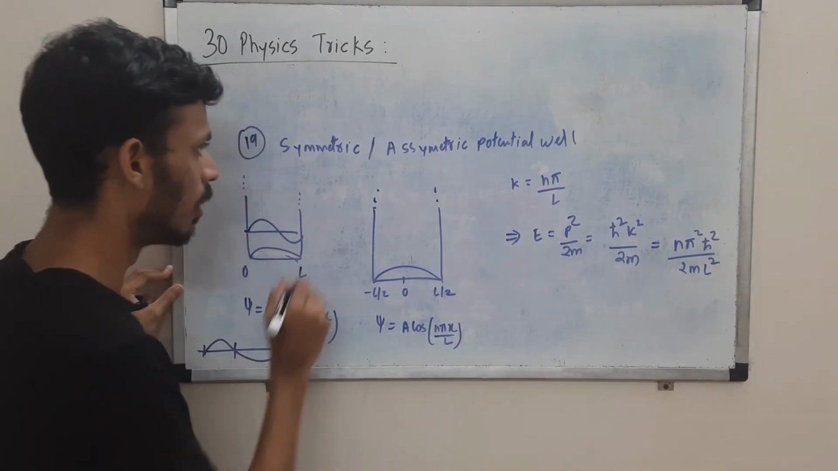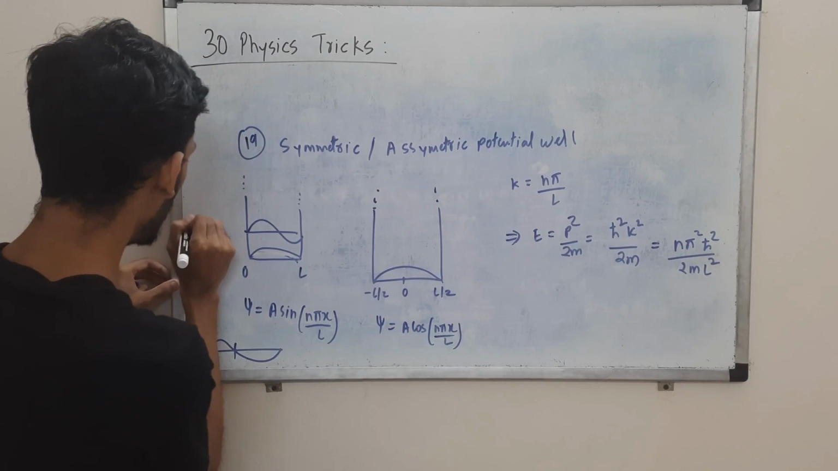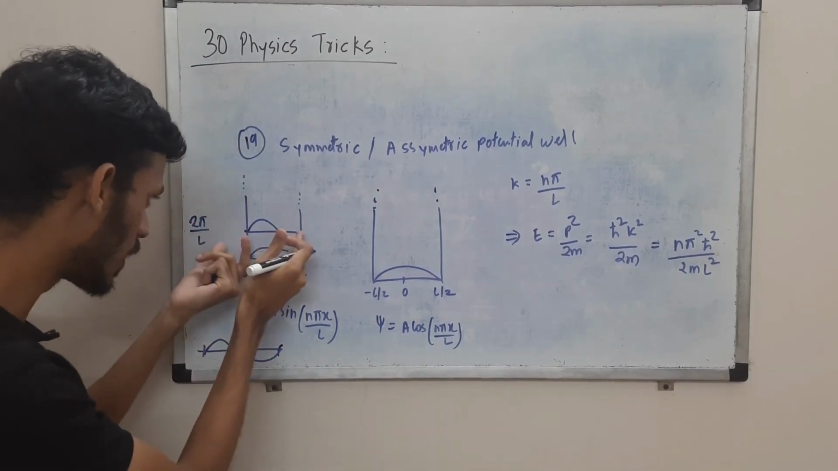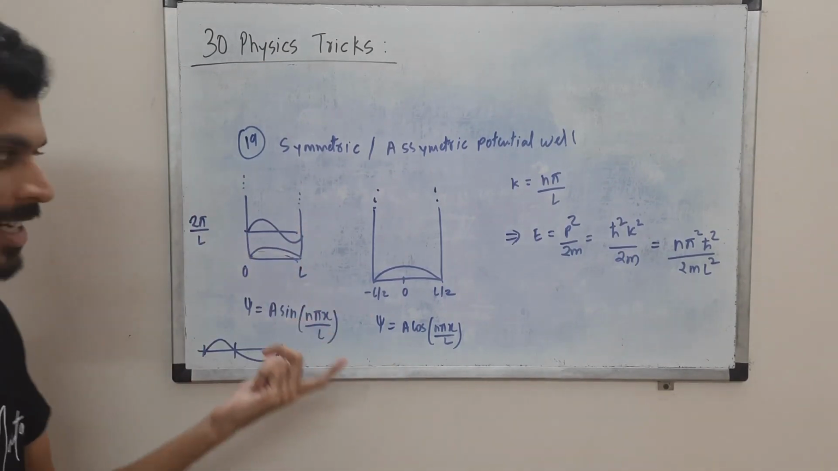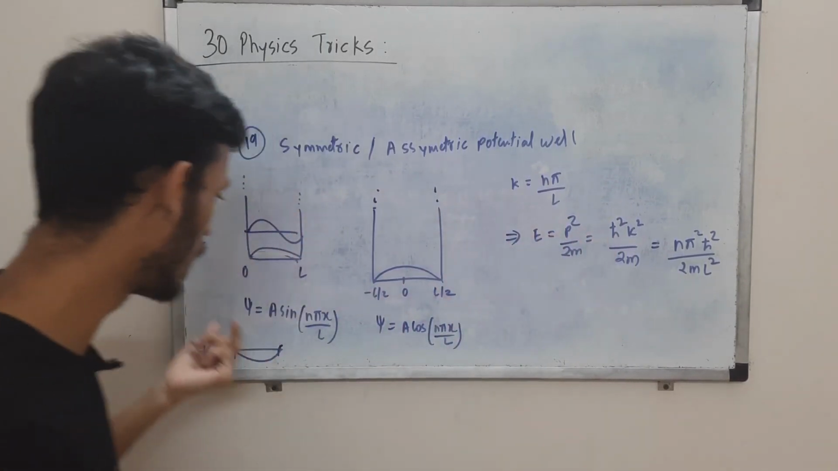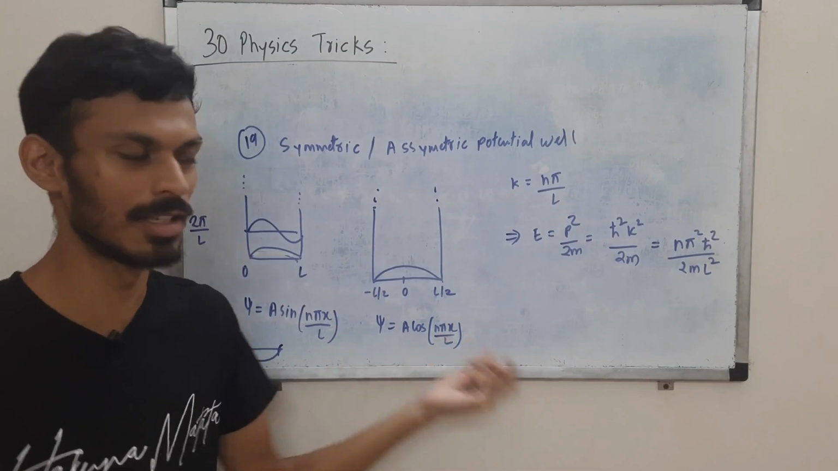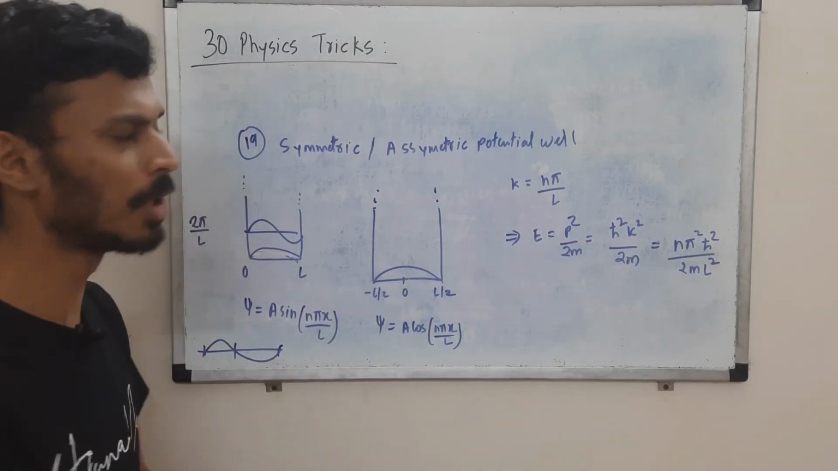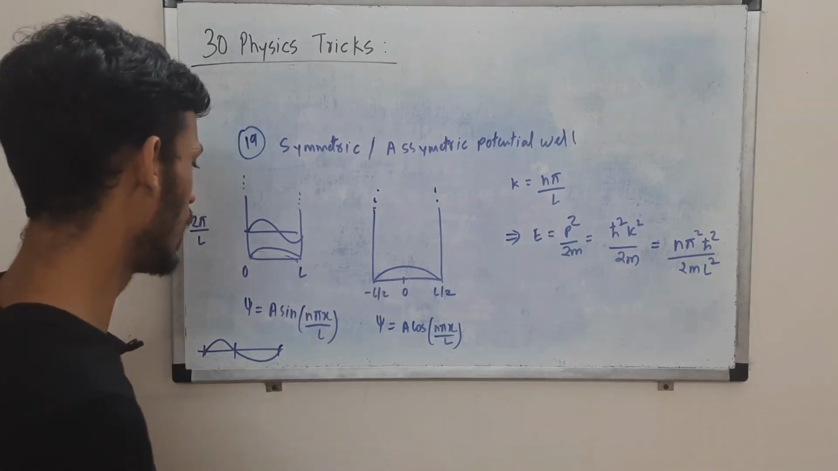For the excited state, n becomes 2, so 2 pi by k becomes 2 pi by L. Whatever was happening in 2 pi, you fix it in L, for the excited state. So that is the logic over here. You can remember a sin kx and a cos kx: this is asymmetric, this is symmetric. No need to remember, you can interpret it via logic.